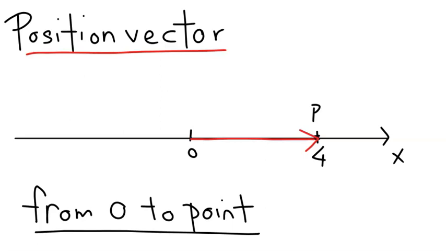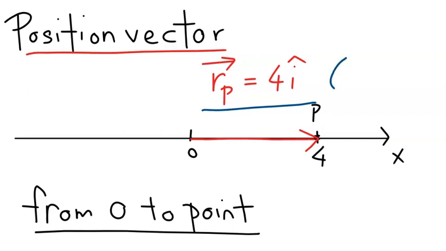Now, how do we label it? We label it like that: r_P equals 4i hat. 4 is the magnitude of the position vector and i hat is the direction of that position vector. Now, the usual unit is the unit that quantifies length, such as meter, or kilometer, or miles, etc.